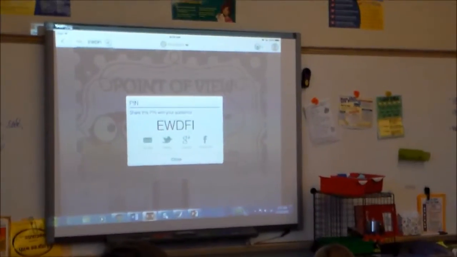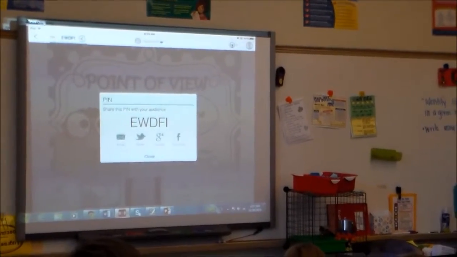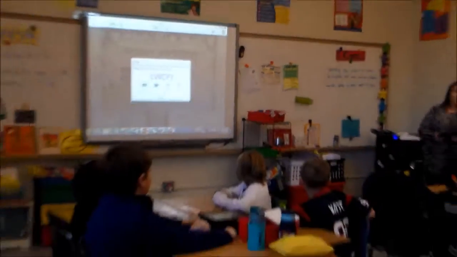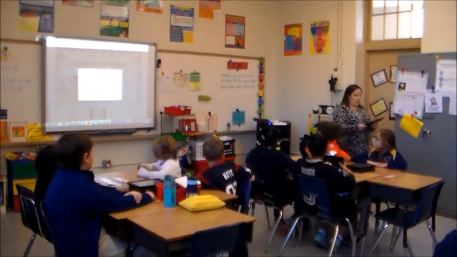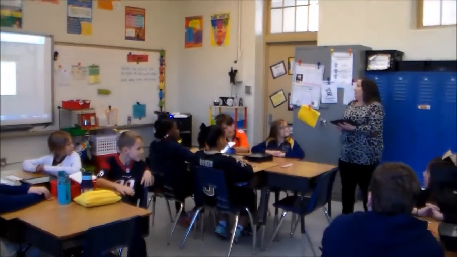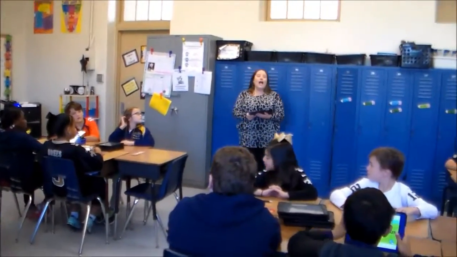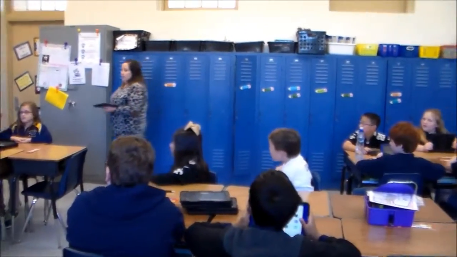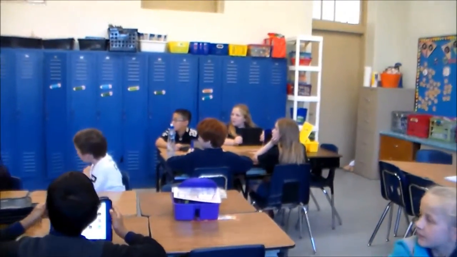In today's lesson, we're going to be able to identify the point of view of the text and give evidence. What are we going to be able to do? Identify the point of view in the text and provide evidence. You're also going to write using a given point of view. What are you going to do? Write using a given point of view.